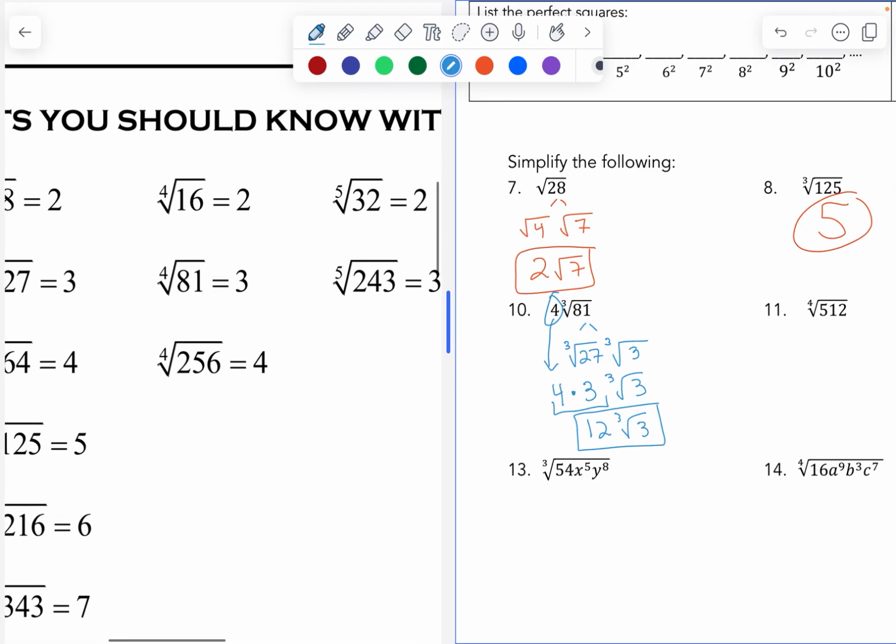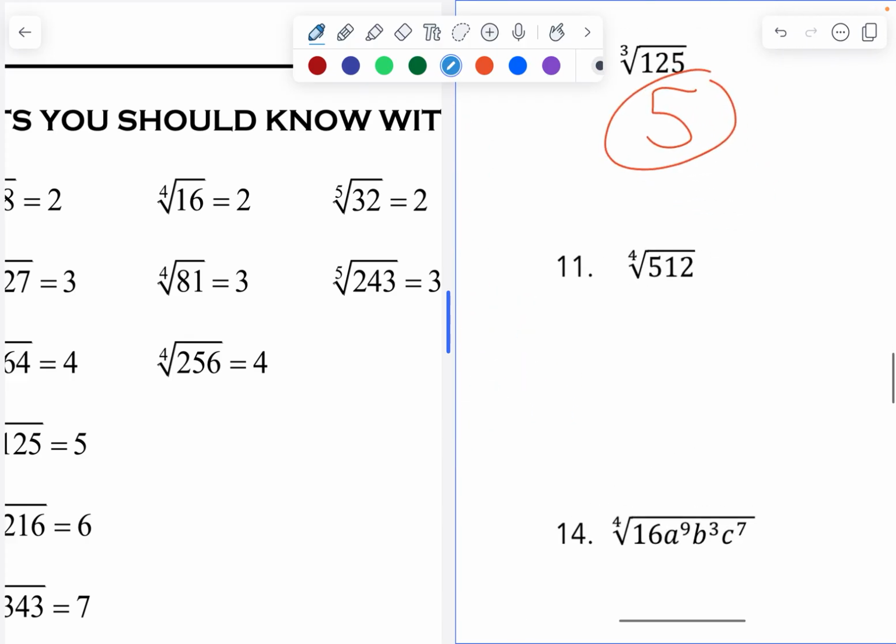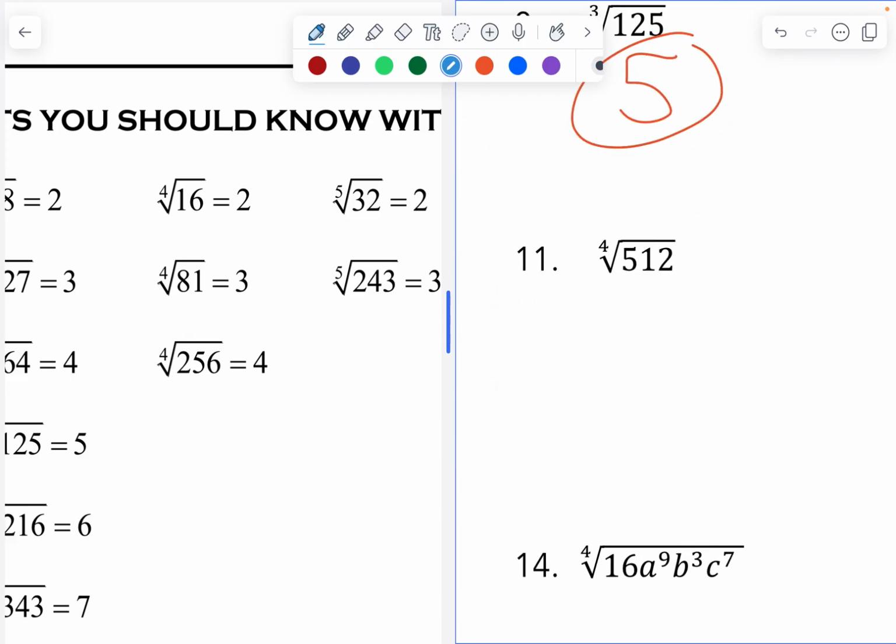Okay, similar, number 11, 4th root of 512, that's not in my list, but 256 goes into 512 2 times, so this would be 4th root 2.